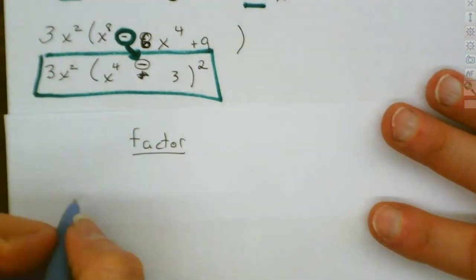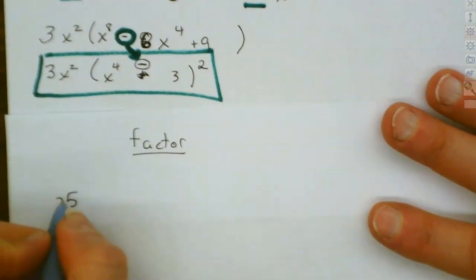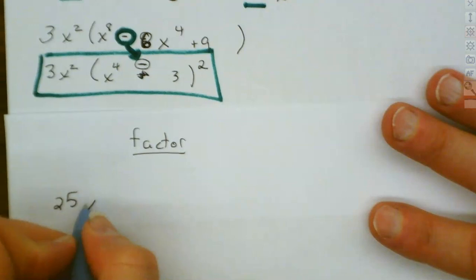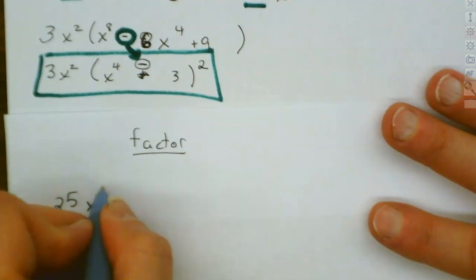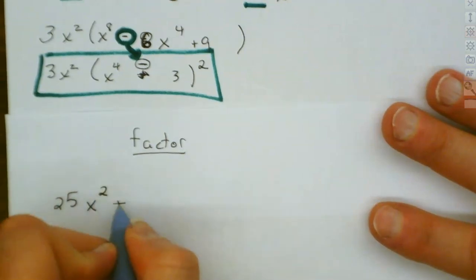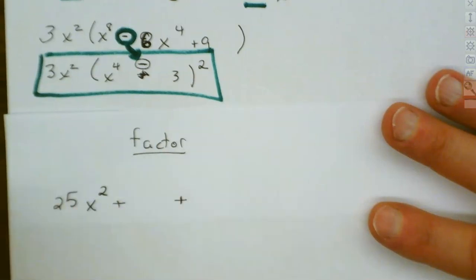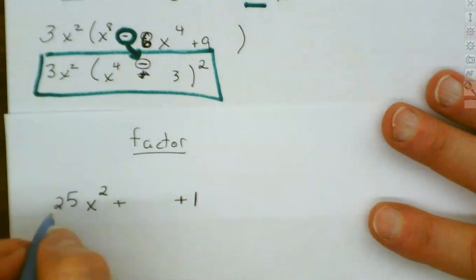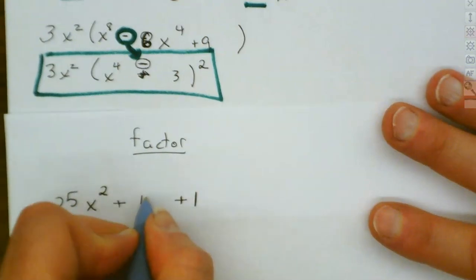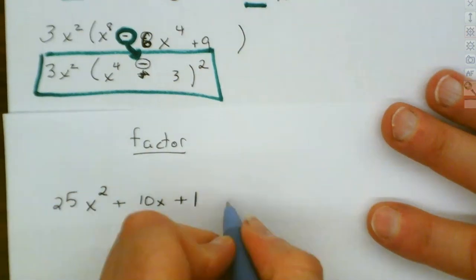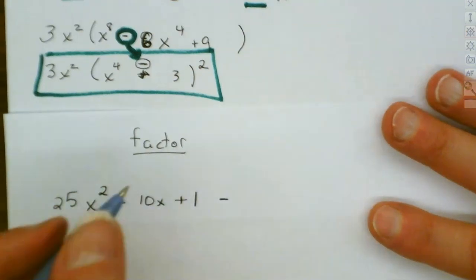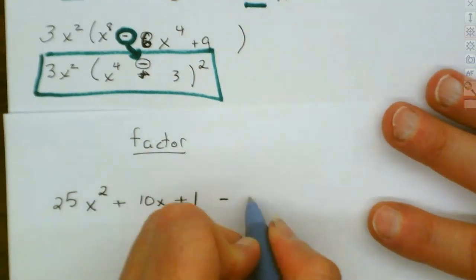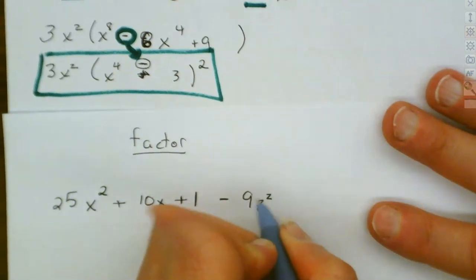Okay, so how about we look at 5? Well, let's do 25. That's a perfect square. X squared. And then we'll do a plus, and let's do a plus here. How about we put a 1 here? And a 10x in the middle. And then let's do a minus 9z squared on the end.